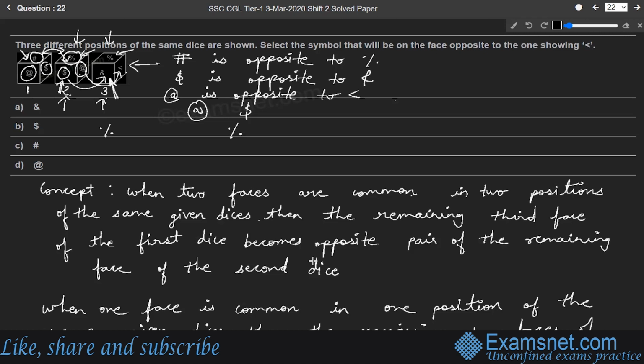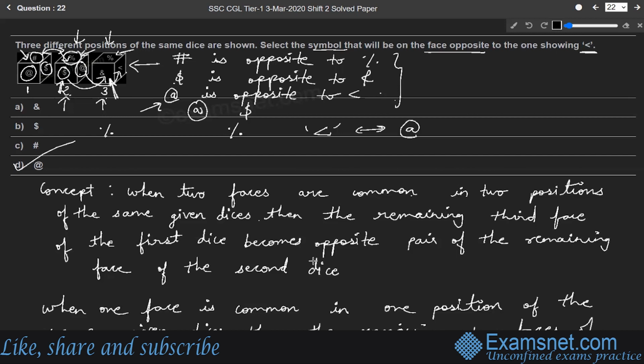Okay. So according to this concept, we have three different opposite pairs, that is hashtag is opposite to percentage, dollar is opposite to ampersand, and at the rate is opposite to less than sign. We have to find the symbol that will be on the opposite side to the one showing less than sign. We know that less than sign have the opposite pair which is at the rate. At the rate is the opposite of less than sign. So for this question, the correct option will be option D, that is at the rate.